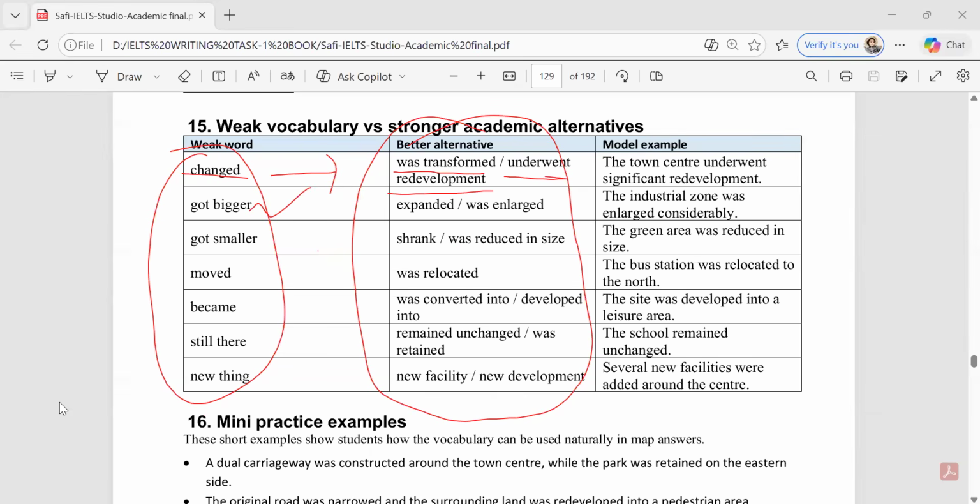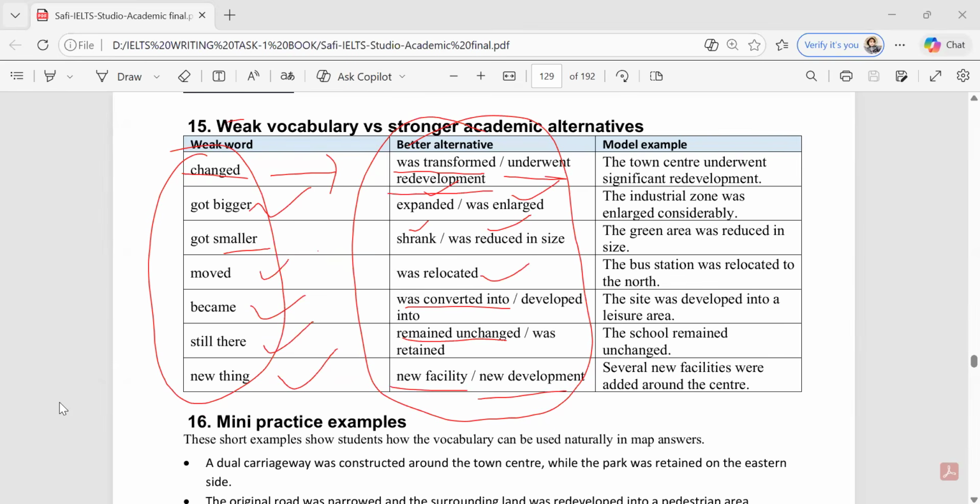So bigger we cannot use. We say expanded, was enlarged. Got smaller, shrank, was reduced in size. Moved, was relocated. Became, was converted. Still there, remain unchanged. New thing, new facility, new development.